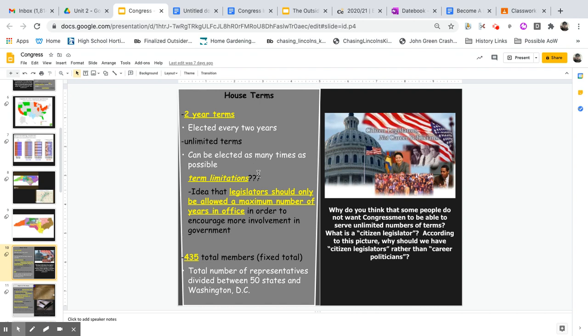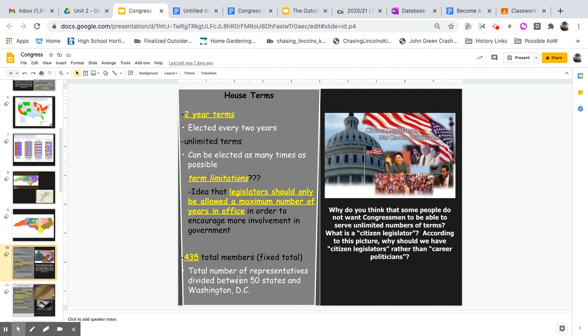A lot of people think it might be a good idea to have term limits, but there also might be problems with that. For example, it might take these people a while to learn how to do their job. And by the time they've really got a hold on how to do it, they've been limited and they're done. So there are positives and negatives to both sides of that, but it is what it is. You can have your own opinion.